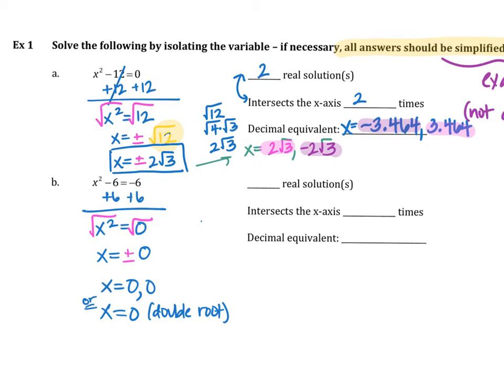It's still a solution. So what does this mean? It means I have one real solution because it's a double root, meaning it intersects the x-axis one time. My decimal equivalent, we don't really have to do that because it's 0 and 0. Okay, now I'm going to go to Desmos and type this graph in just for us to see. I am going to type in y equals x squared just for us to see the graph.